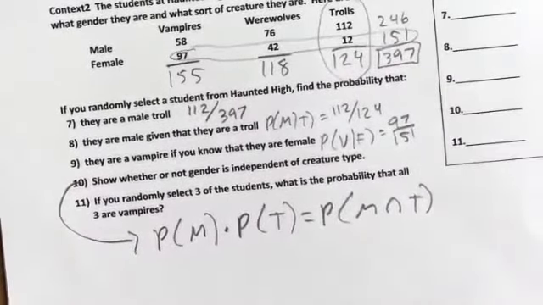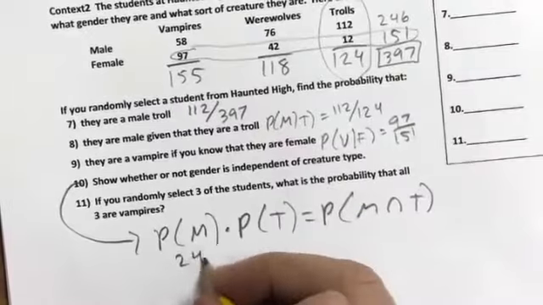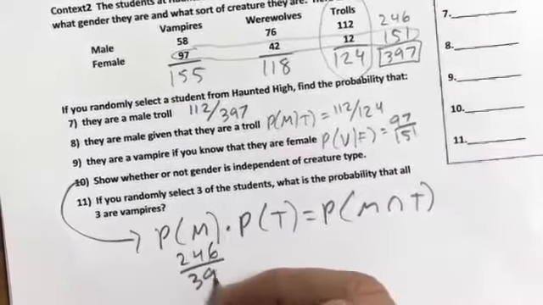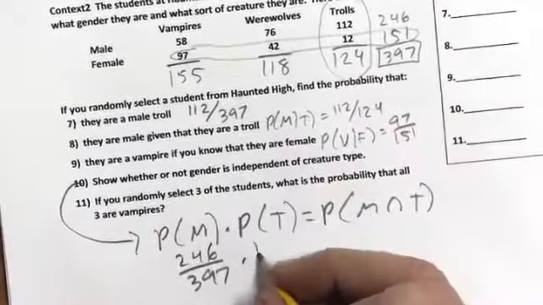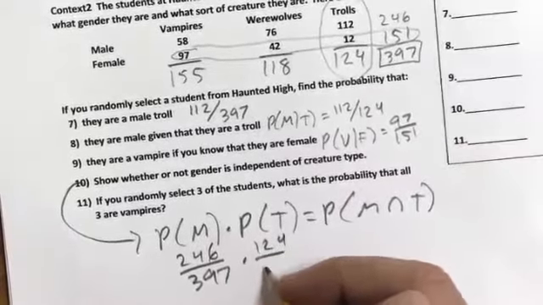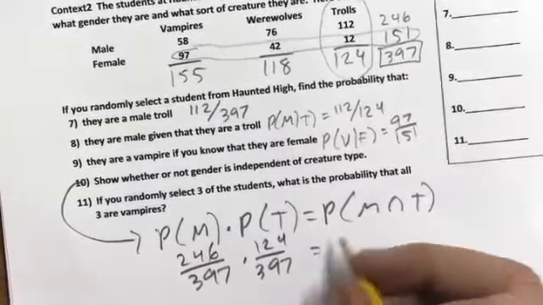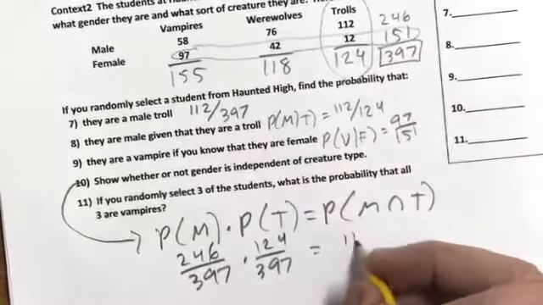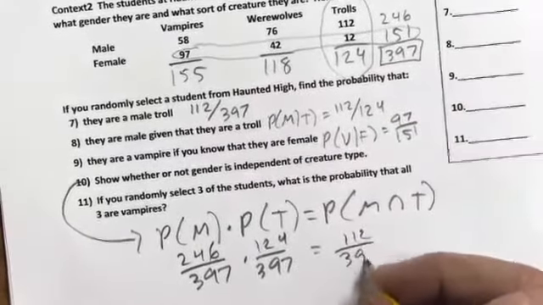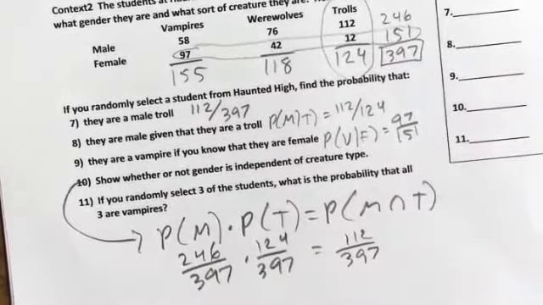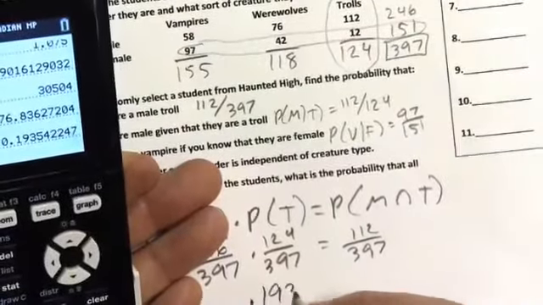So the probability of male would be 246 out of 397. The probability of being a troll is 124 out of 397. What's the probability of male and troll? Male and troll is 112 out of 397. And so let's see what those are equal to. So 246 times 124, divided by 397. I get that this comes to 0.1935.